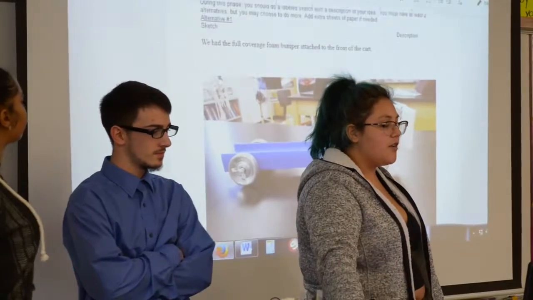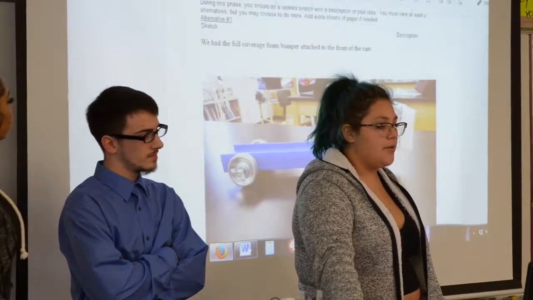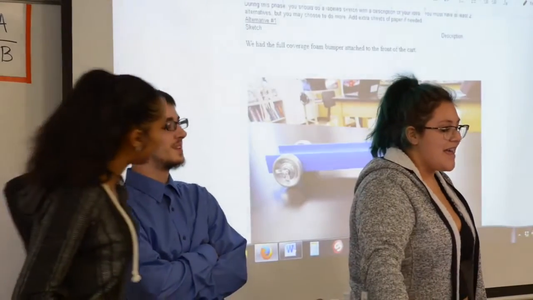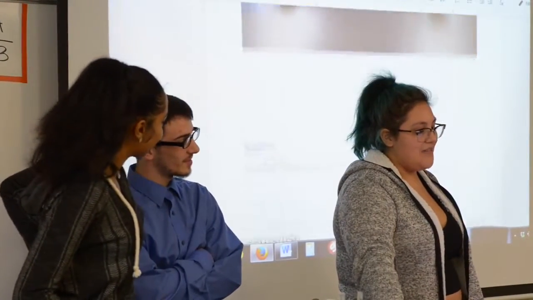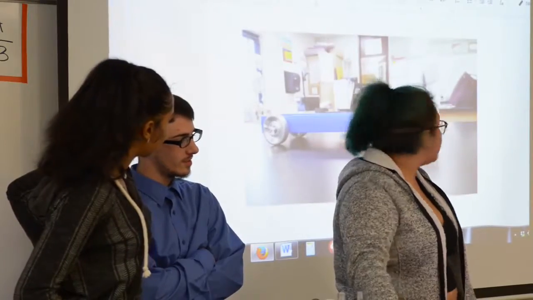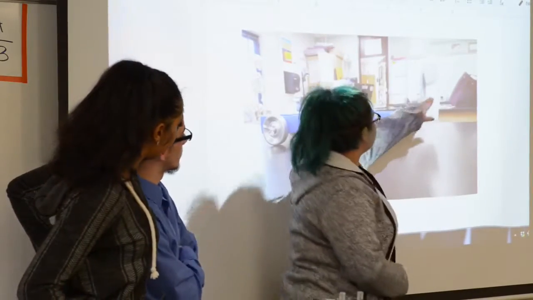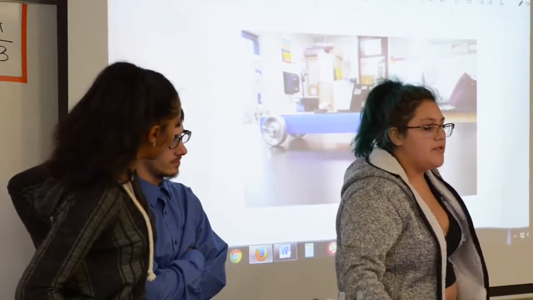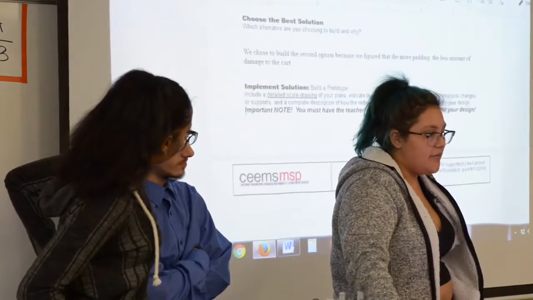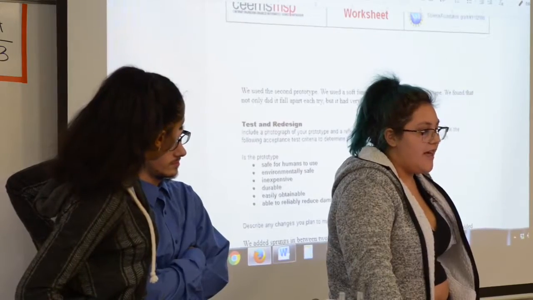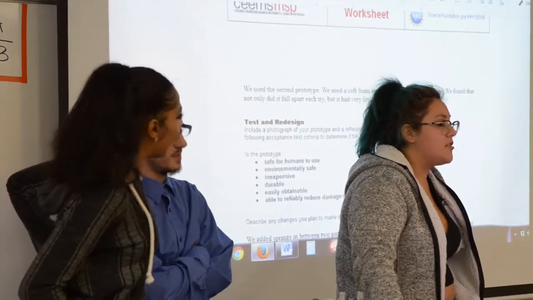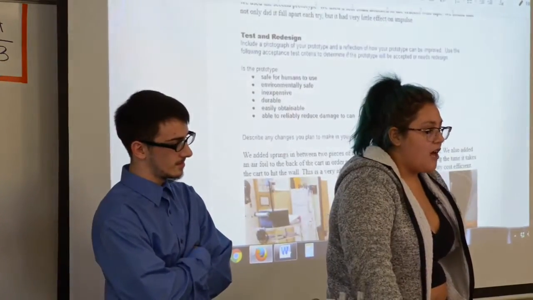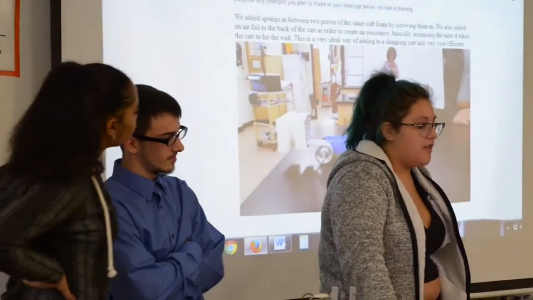So our first idea for the shopping cart was actually just to put a piece of foam on the front and hope for the best. And then we also had a second idea, which is here. You can see the difference between the two is that there's space in between the foam here, and we figured that might help it as well. And then once we tested it, we actually found that not only did it fall apart every single try, but it had very little effect on anything whatsoever. So our final product looked more like this.